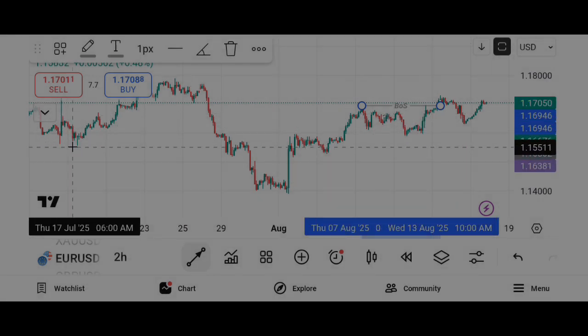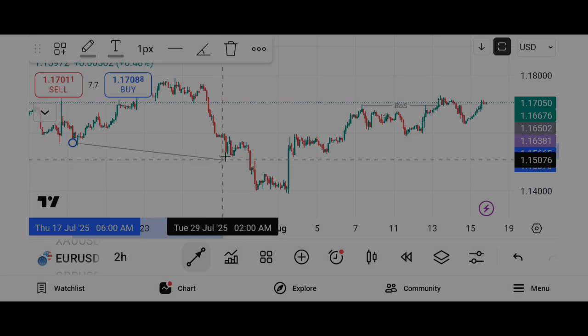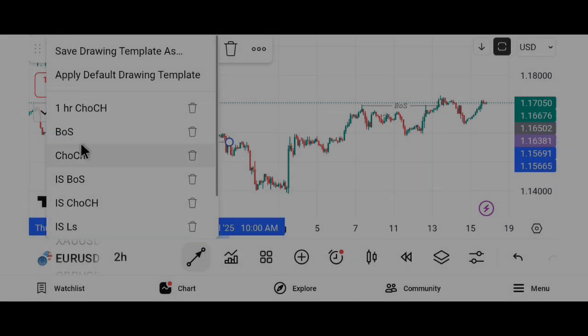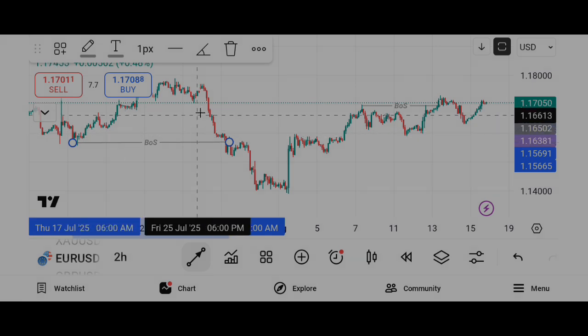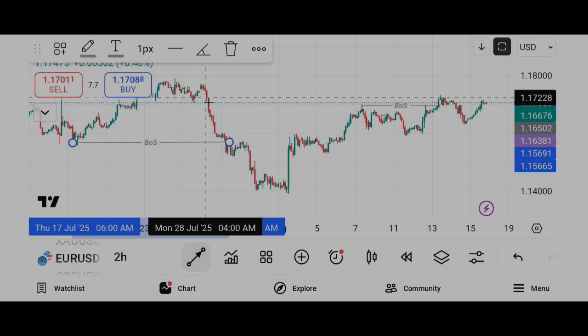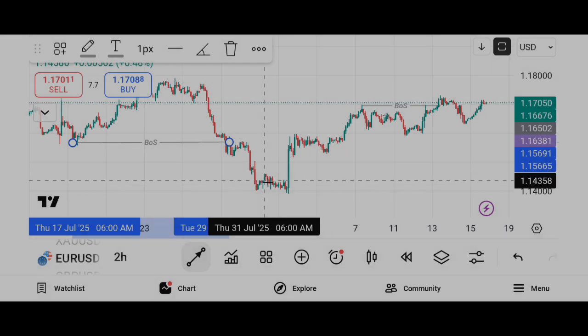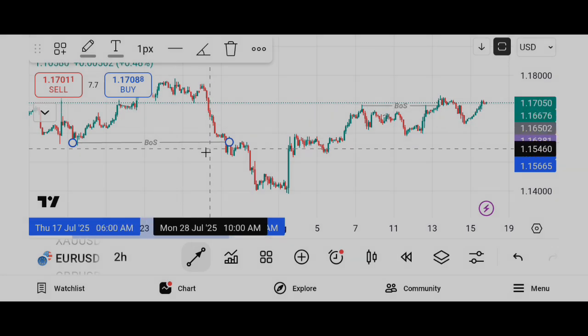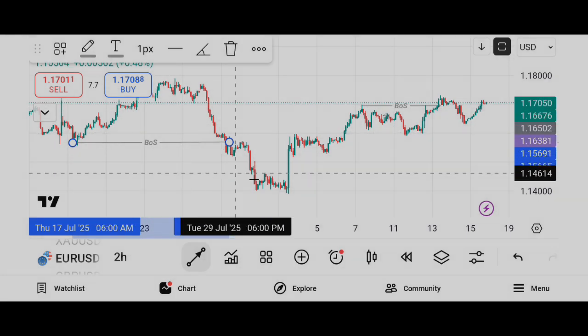Right here, we have a break of structure to the downside, making it what? A supply zone. Sellers are in this zone and they are ready to take the price downward. So demand and supply zones occur where there is a break of structure.